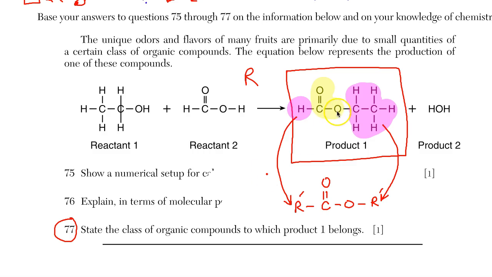And the O is pointed inside the compound. So this is an ester. And that's what you would put for number 77. Now, something else to think about. You should know that esters are aromatic. They make unique odors and flavors.